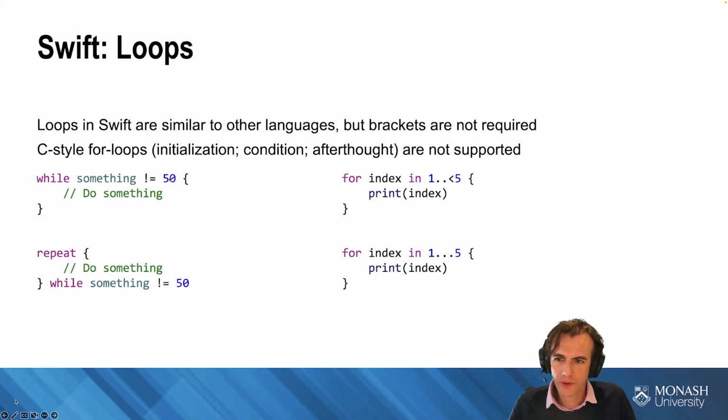Here's a while loop that loops while a particular value is not equal to 50. This is the syntax for a do while loop. It's called repeat while something. And here's an example of a for loop that loops through a series of indices from 1 up to the value 4. So this syntax says this is a number range from 1 to a value less than 5, or a number range from 1 up to the value 5.